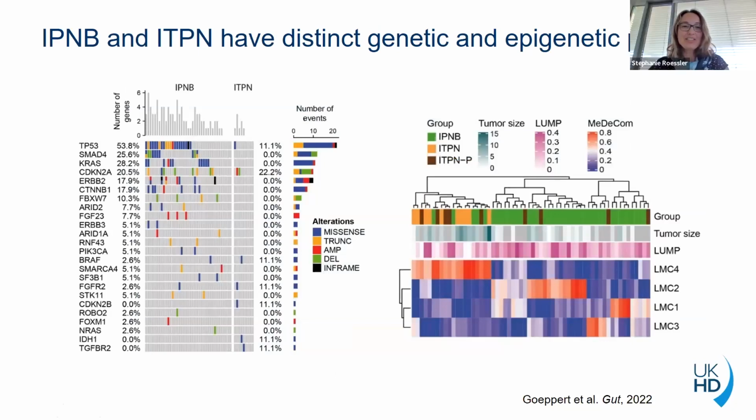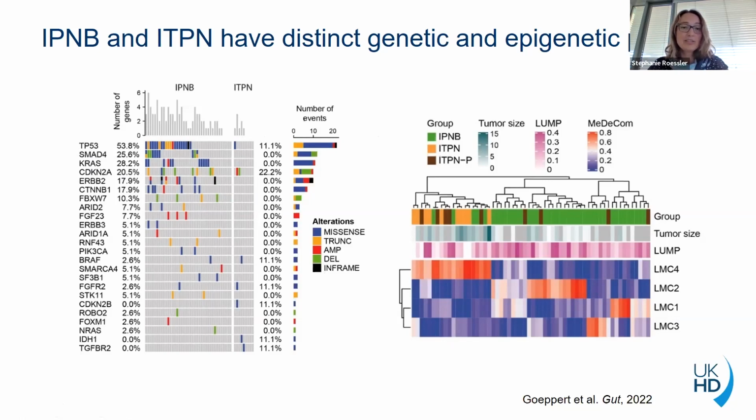Good. So coming to the molecular alterations, we performed panel sequencing of the IPNB and ITPN. What you can see here is that overall ITPN had fewer mutations in the known drivers and in the hotspot areas, the typical tumor-associated genes. And IPNB had mainly the typical mutations of distal cholangiocarcinoma, definitely extrahepatic, with P53, SMAD4, KRAS. And there was only one IDH mutation, and it was in IDH1 and in one of the ITPN cases.